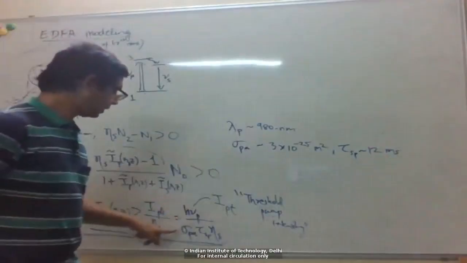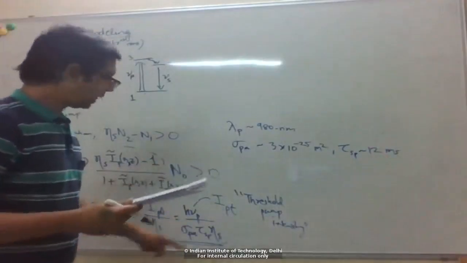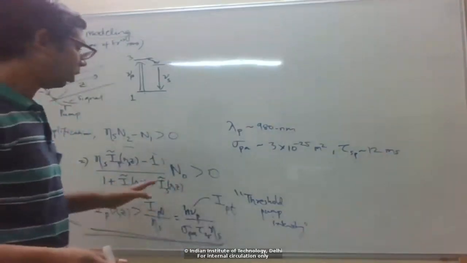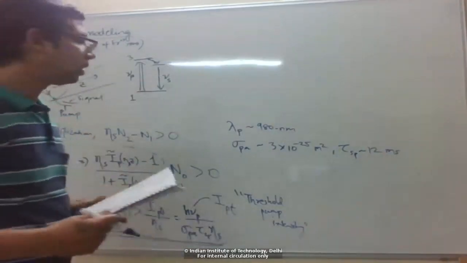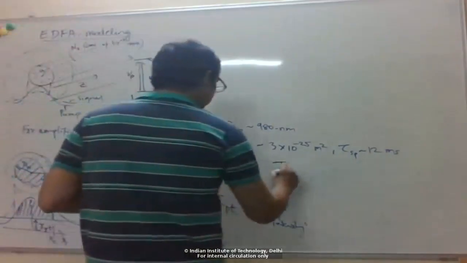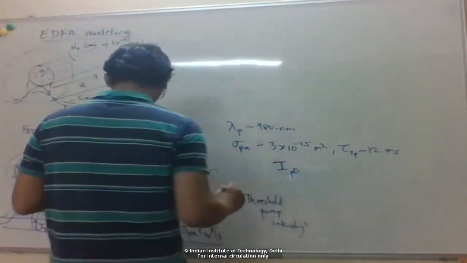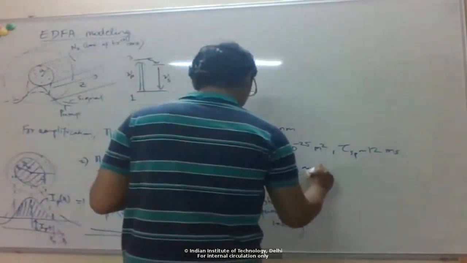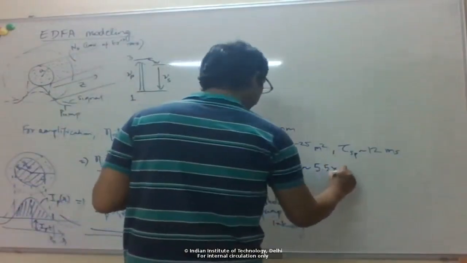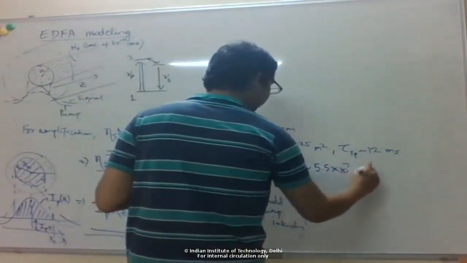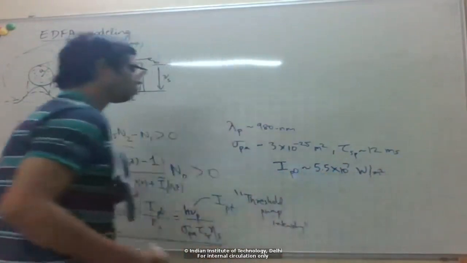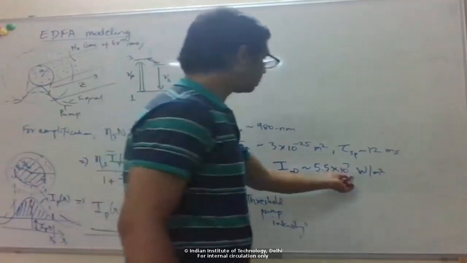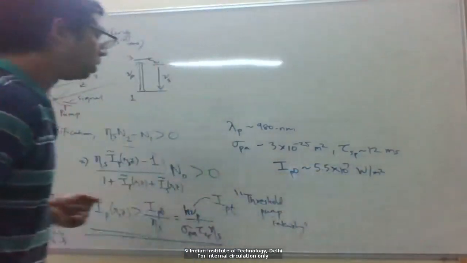Okay, so if you put these numbers here, eta is some number close to 1, let's say between 1 and 2, depending on the exact signal wavelength. So this IP naught is about 5 times 10 to the 7 watt per meter square. Okay, so at first hand it looks like a very big number, 10 to the 7 watt per meter square.